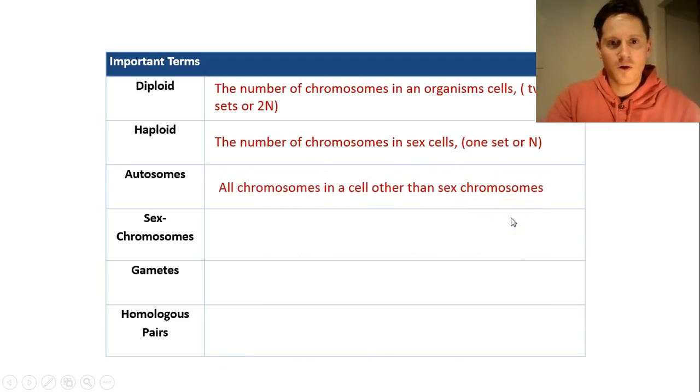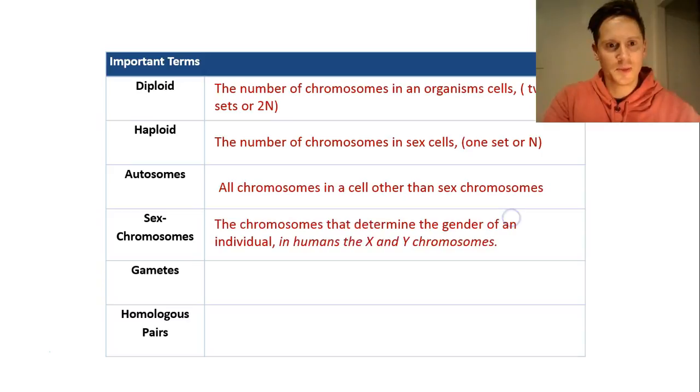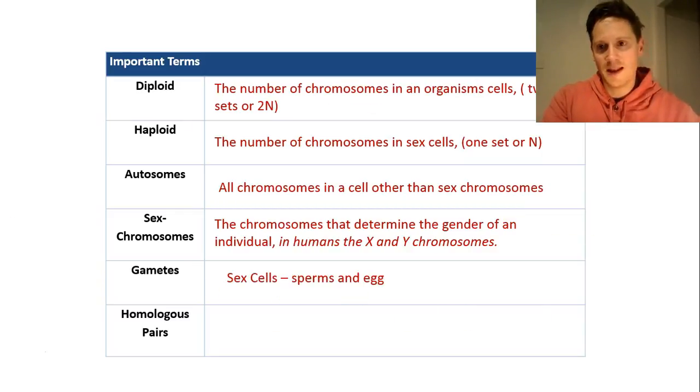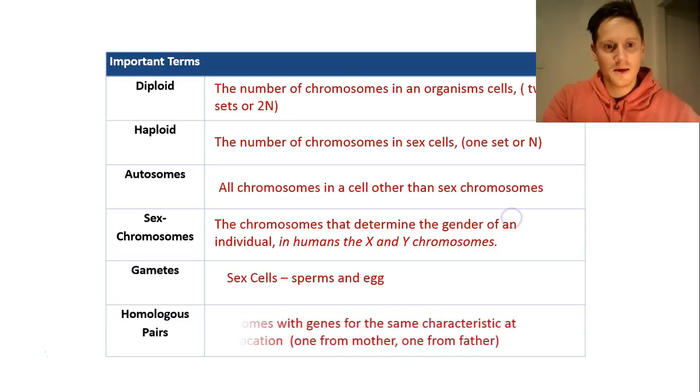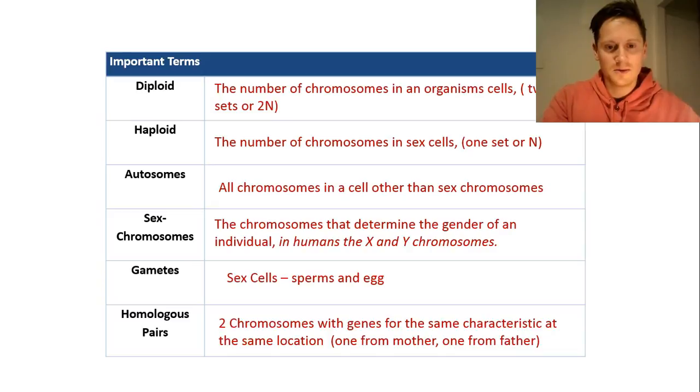Autosomes are all of the chromosomes in a cell other than the sex chromosomes, which determine gender. Sex chromosomes are the ones that determine the gender of an individual. In humans, they are referred to as the X and the Y chromosomes. Gametes are sex cells, sperm and eggs in humans. Homologous pairs of chromosomes: 2 chromosomes with genes for the same characteristic at the same location. One from mum, one from dad. So it's important to get those terms down and have them with you when you're doing your genetics work or your biology work so you can refer to them.